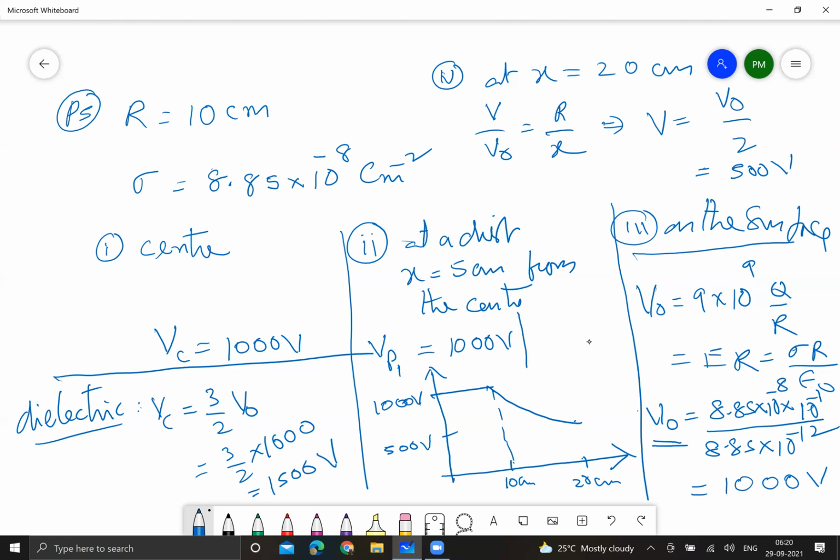What about this? V in is 9 into 10 to the power of 9 into Q into X by R square. Am I right? Correct? Yes, sir. So it will be V naught into X by R. External point, of course, same formula. Only values at center and at an internal point will be different.